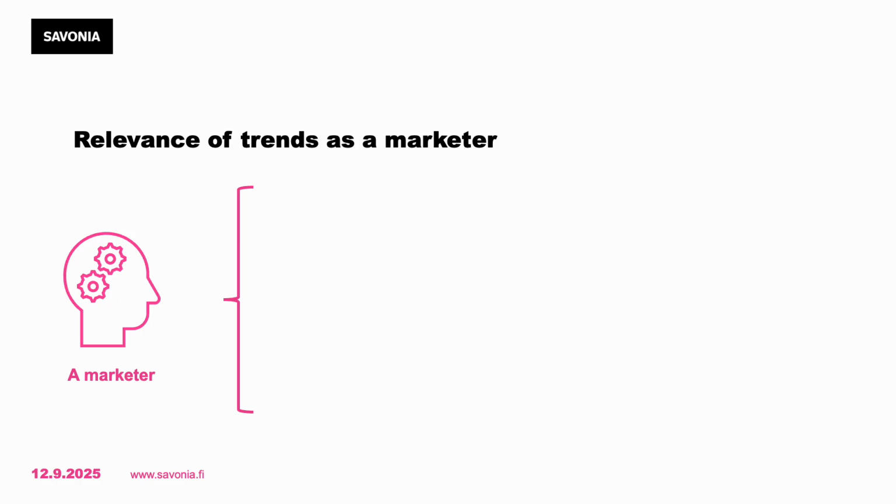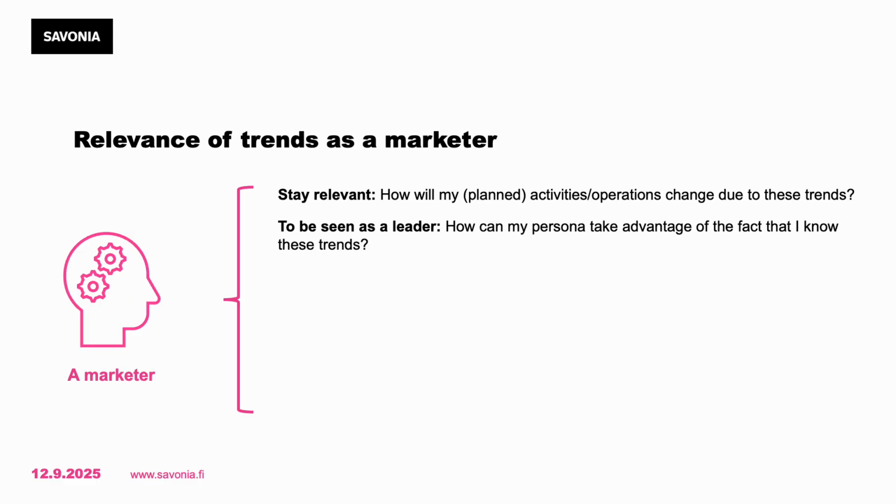Let's take the same reasons that we looked at before, but apply them to the brain of a marketer. So let's start with staying relevant. As a marketer, how will you stay relevant? In this specific scenario, trends will help you to question how your planned activities or operations will change during these trends. So you will be able to look at your marketing activities and question, okay, this is how I do things now. This is what the trends are telling me. What exactly do I want to do differently?